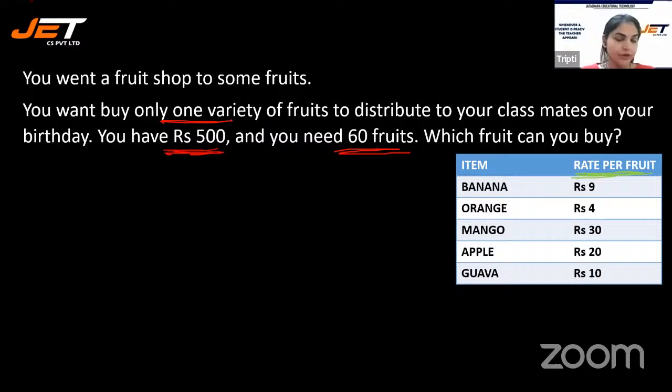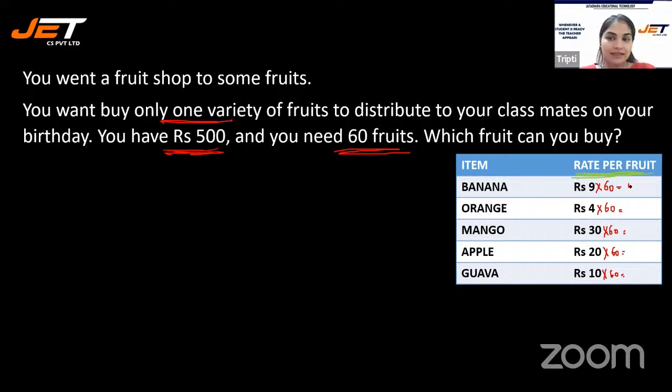Okay. So here, if you buy 60 bananas, that means 9 times 60. If you buy 60 oranges, it means 4 times 60. If you buy 60 mangoes, 30 times 60. 60 apples, 20 times 60, and 60 guavas, 10 times 60, because the rate of each fruit is given, no? So let's see what we'll get when we multiply.